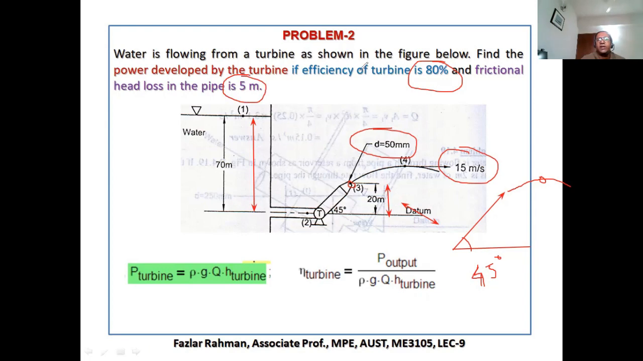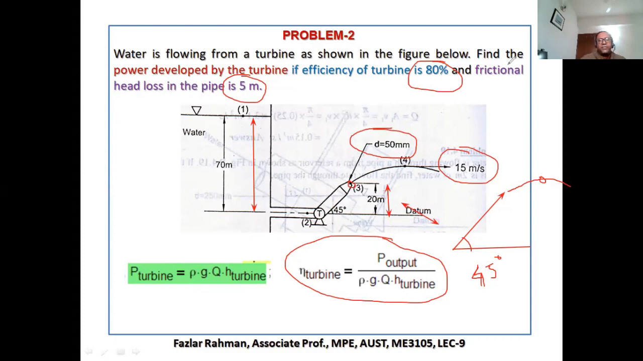So you need to figure out the turbine efficiency. What is the formula? This is the formula: P output divided by P input. P input, that means energy from the fluid, rho G Q H turbine. And efficiency is given over here, 80%. So you need to figure out the P out. And frictional loss is also given in the problem. So how can we figure out the H pump, H turbine?